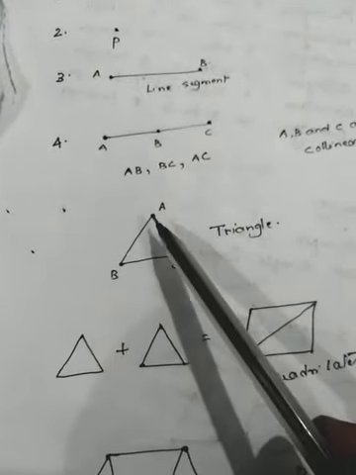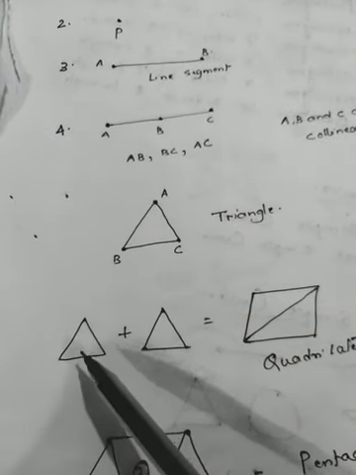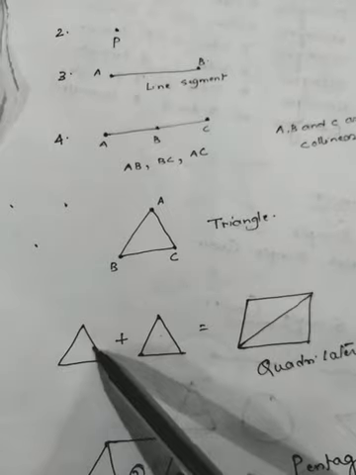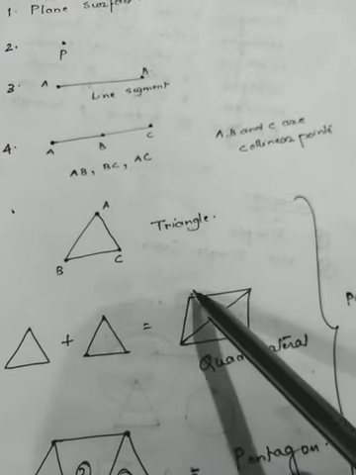Fine, now see one very interesting thing about a triangle. Suppose you join two triangles like this. What I've done is join this triangle plus triangle. If you join it like this geometrically, then you will get a figure of 4 sides, isn't it?